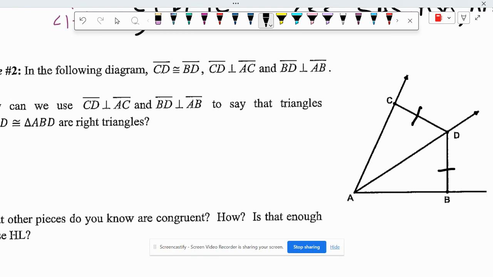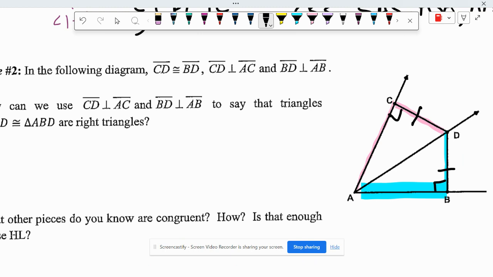You're also told that segment CD is congruent to segment A, or not congruent, it's perpendicular. So what do we know about perpendicular lines? When they intersect each other, they make right angles. So if segment CD is perpendicular to this segment, then I have a right angle right here. I draw it. And if segment BD is perpendicular to segment AB, then I also have a right angle right here. So draw that in there so you can see exactly what you have before you even try to figure out how to prove that those two triangles are congruent.